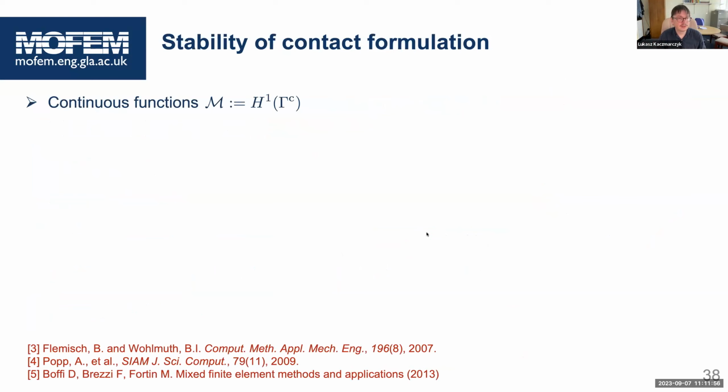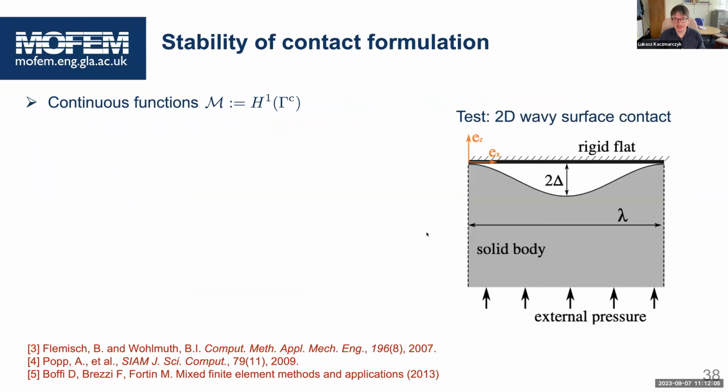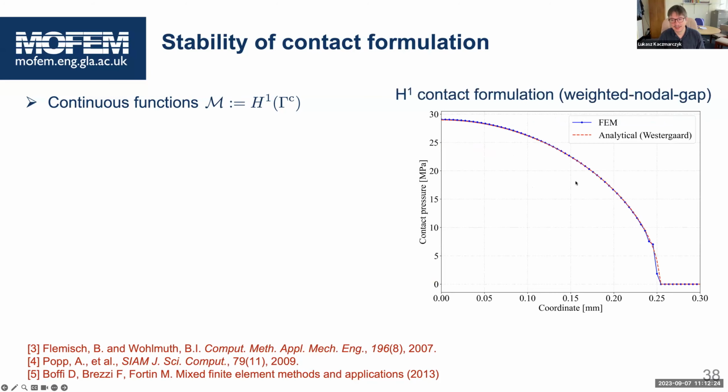Okay, so a typical choice could be to approximate the tractions in H1 space. When we reduce our case to this problem, for example, a 2D test, we have a wavy surface, we have a rigid flat, and then we press the rigid flat onto that surface, and we can study what will happen. And then what happens when I choose H1?